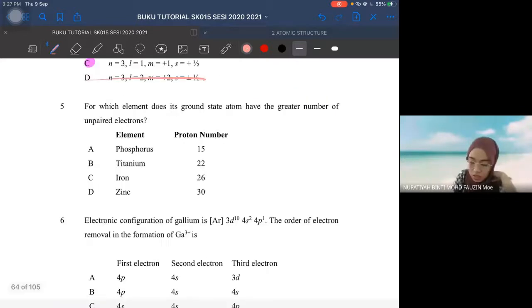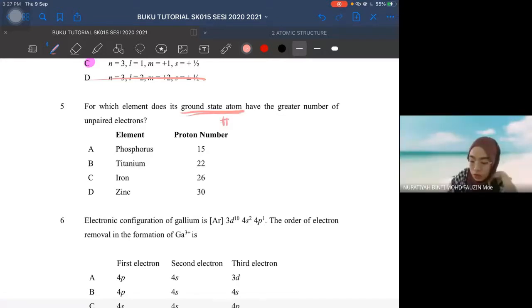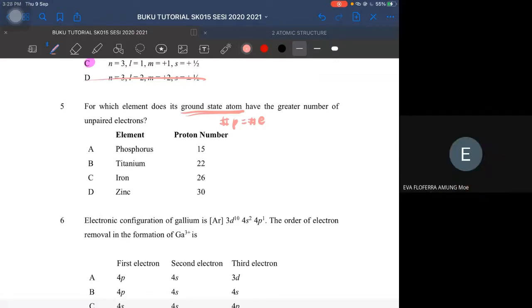For which element does its ground state atom have the greater number of unpaired electrons? So yang ni awak kena buat apa? Dia kata ground state atom kan? So maksudnya the number of protons is equals to the number of electrons. Awak kena tulis dia punya orbital diagram atau SPDF notation. So jawapan awak apa? B. Dia ada 4 unpaired.